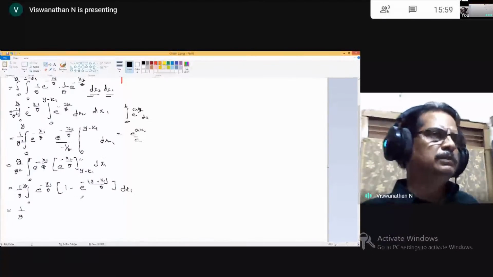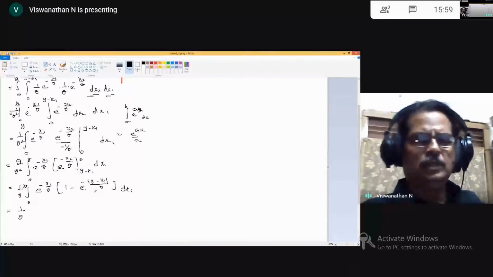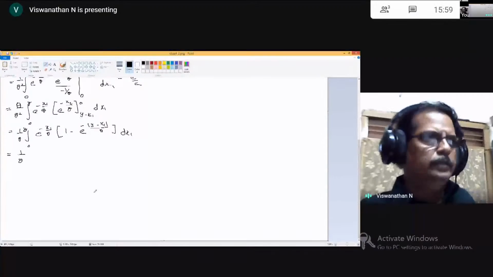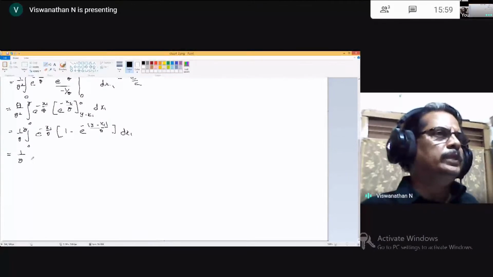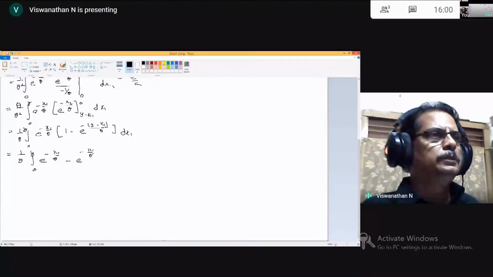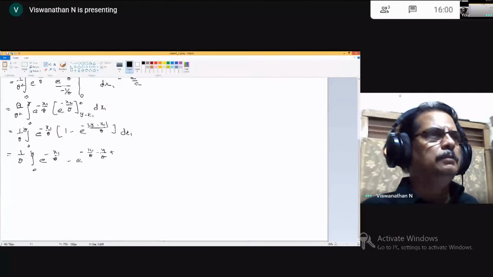If you are comfortable with integration, you can quickly do it. It's not going to take that much time. You can rush through like anything. So now we have the integral from 0 to y, and I want this multiplied by this. I will have minus x1 by theta. If I multiply this by this, the powers get added: minus x1 by theta. Here what will happen? Minus y by theta, minus into minus plus x1 by theta.